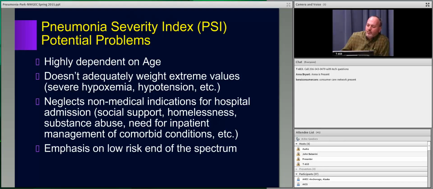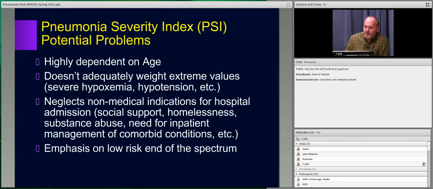It doesn't really adequately weight extreme values. So if you're young, but your PaO2 is 30, it doesn't care. It'll give you 40 points. Okay? But that's not okay. That person needs to be on a ventilator in the ICU. So it's not savvy about that. And then it completely neglects non-medical indications for hospitalization, which at Harborview, I'm telling you, is almost the most important set of factors to consider.